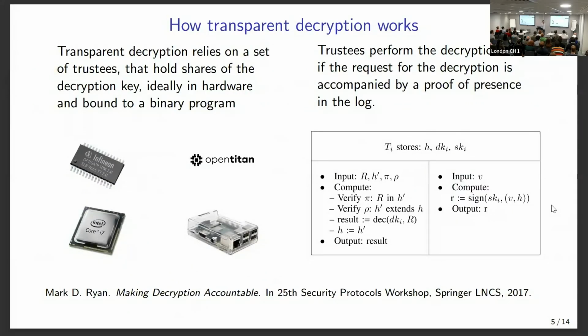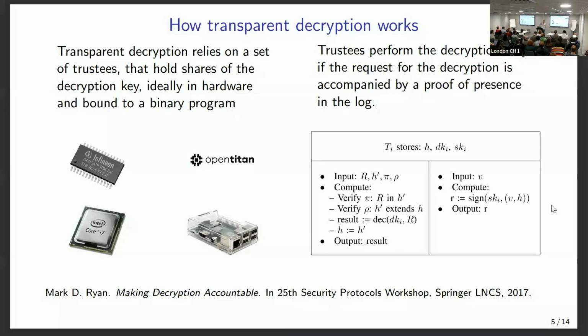Now, I want to mention a little bit more about transparent decryption as the third of those three examples. As I mentioned, transparent decryption relies on a set of trustees that hold shares of the decryption key. Shares, because you don't want any of the trustees to have the full key, because you want to distribute the trust among the trustees. And ideally, it's held in hardware and bound to a program. In other words, it can't be used arbitrarily. It can only be used by that program.